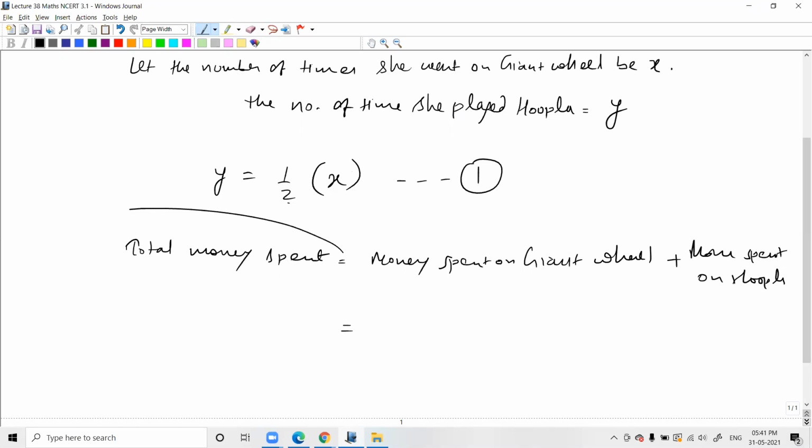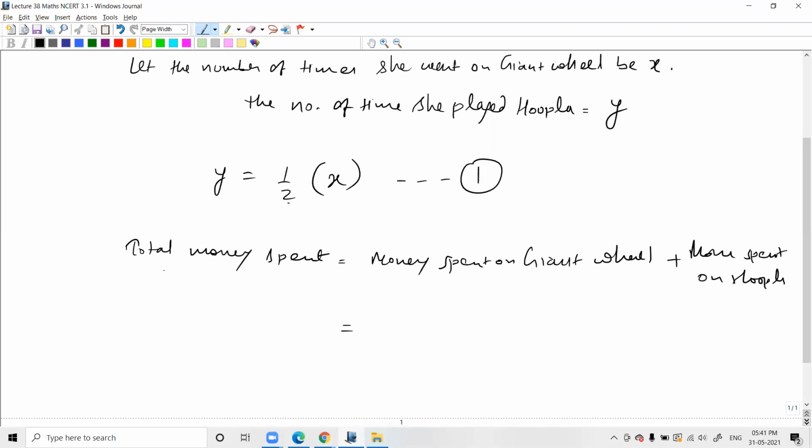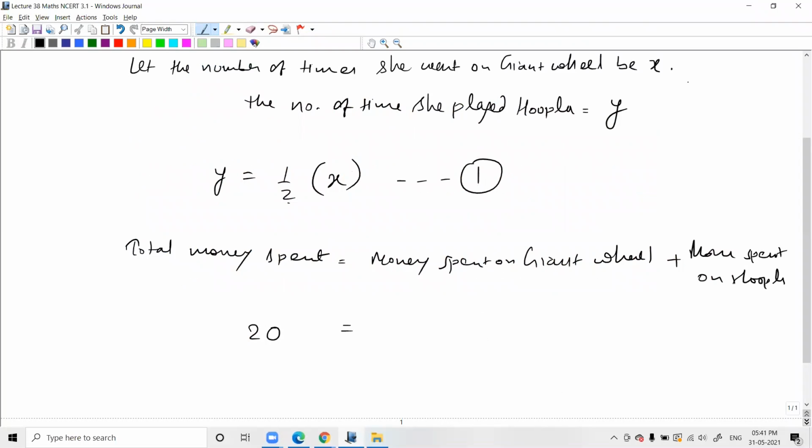So we already know that she has spent a total of 20 rupees. So I know that the total money spent is 20. So this 20 is equal to money spent on the giant wheel. Each ride costs 3 rupees and she has gone X number of times, so it will be 3 times X, right? 3X is the money she spent on the giant wheel.